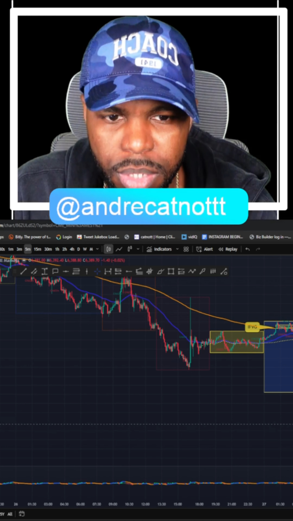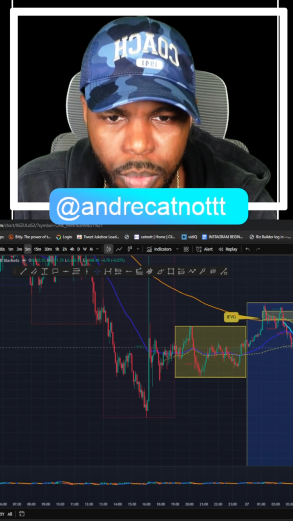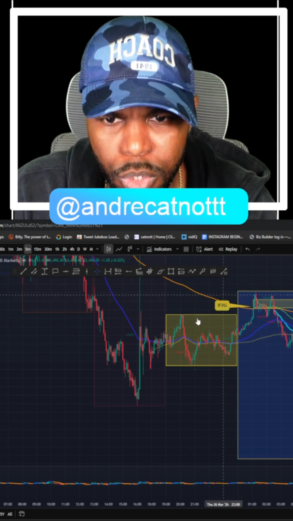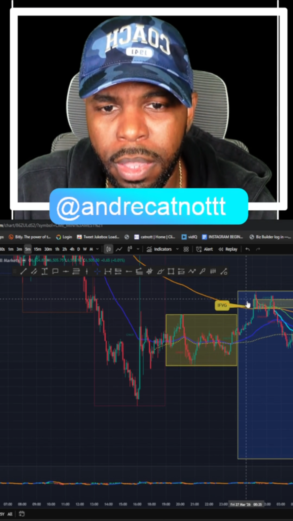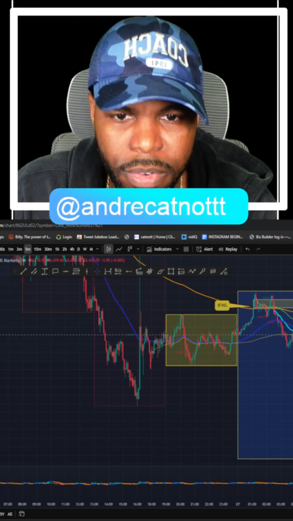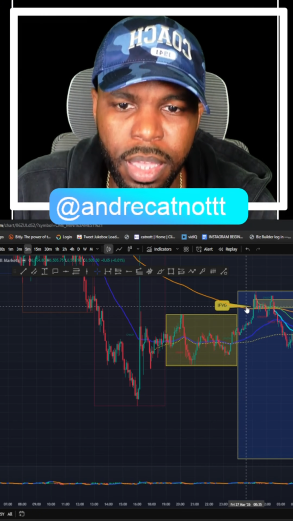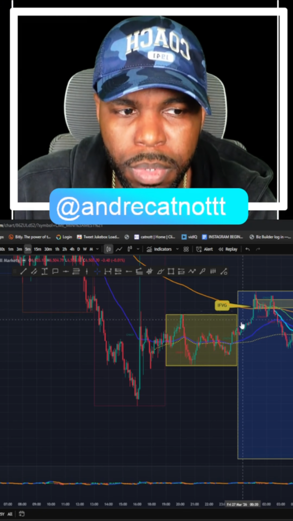But this right here is my simple trading strategy. I wait for the current session to sweep above the previous session or below the previous session, and then I look for a bullish fair value gap if I'm going to be selling, and I wait for that bullish fair value gap to be broken.